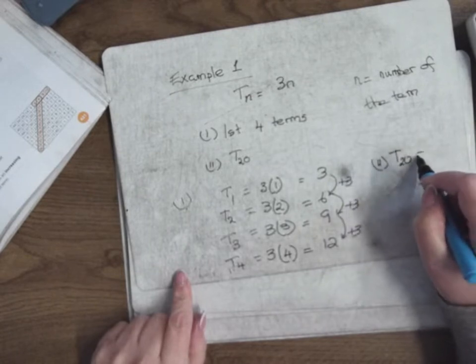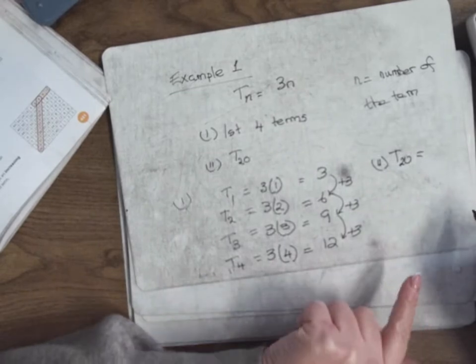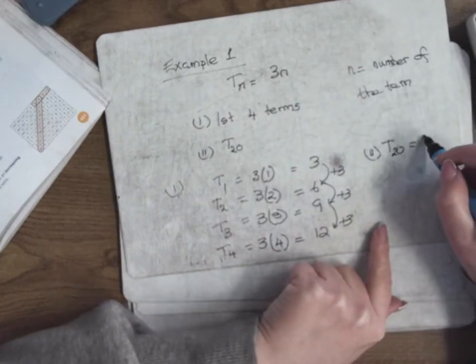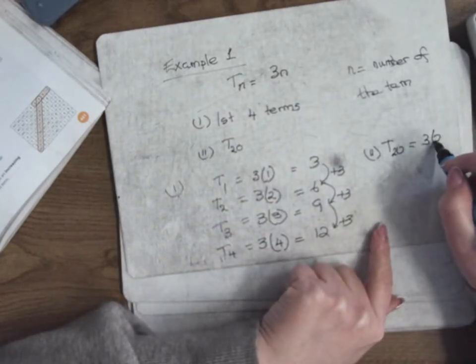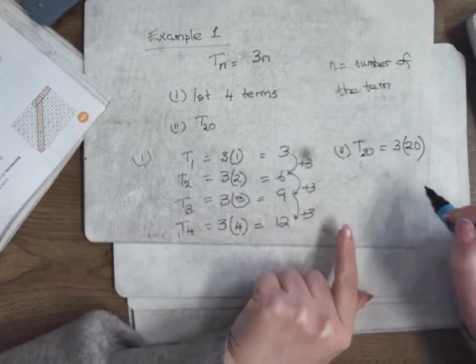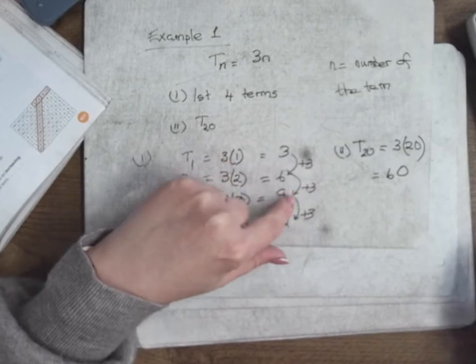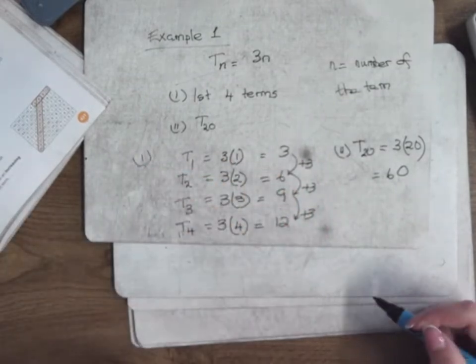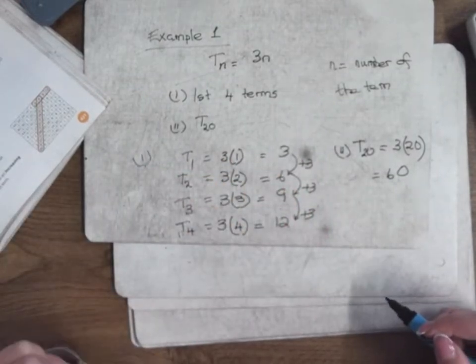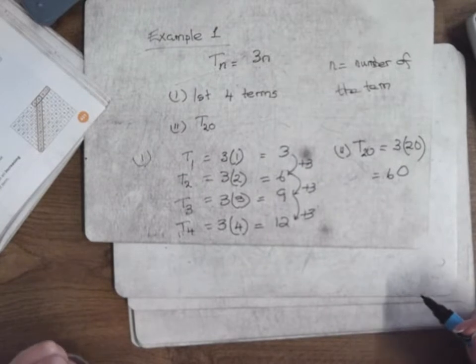And then the second part of this question was, what's term number 20? So that means everywhere I see an n, put in a 20. So it's 3 times 20, and 3 times 20 is 60, isn't it? So if I was to keep going for 20 terms, I'd end up at 60. Is that alright? Does that make sense to everyone? Yes.